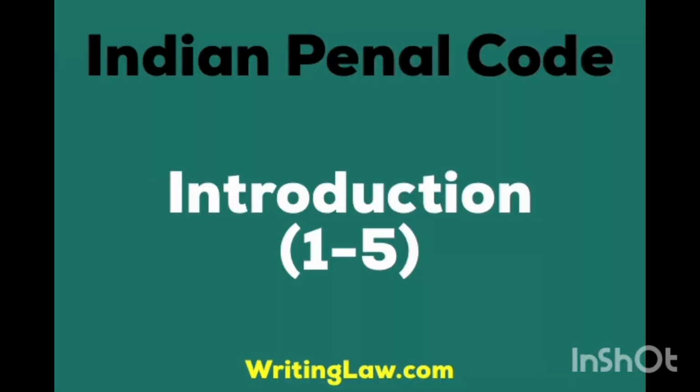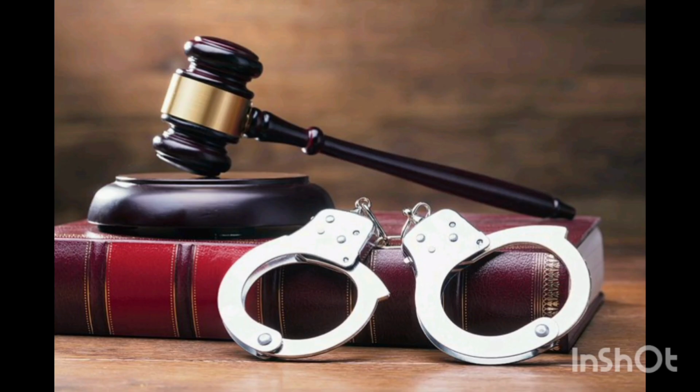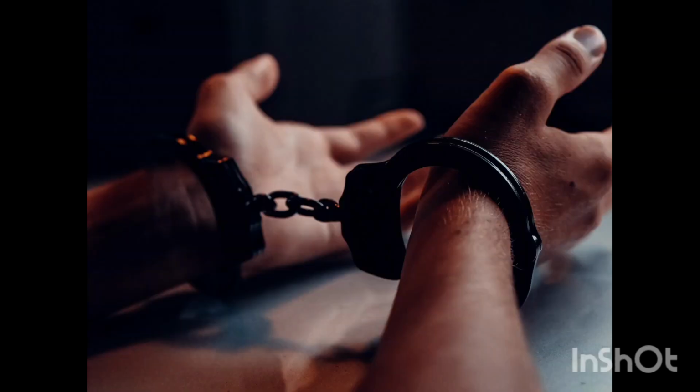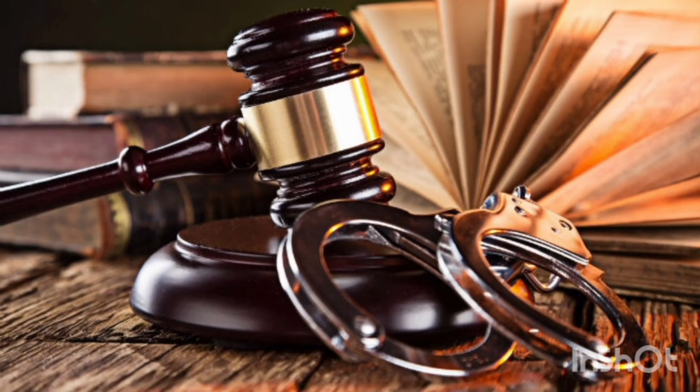Criminal breach of trust, sections 405 to 409. Receiving stolen property, sections 410 to 414. Cheating, sections 415 to 420. Fraudulent deeds and disposition of property, sections 421 to 424. Mischief, sections 425 to 440. Criminal trespass, sections 441 to 462. Chapter 18, sections 463 to 489E, offenses relating to documents and property marks, and offenses relating to documents, sections 463 to 477A.